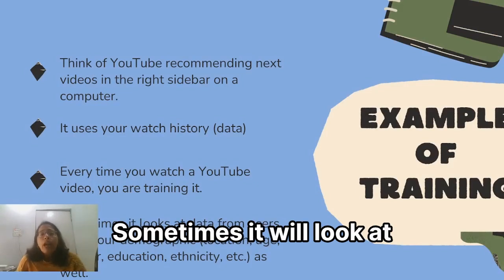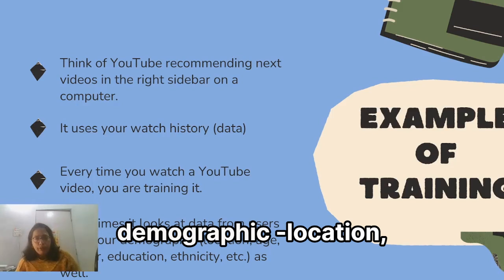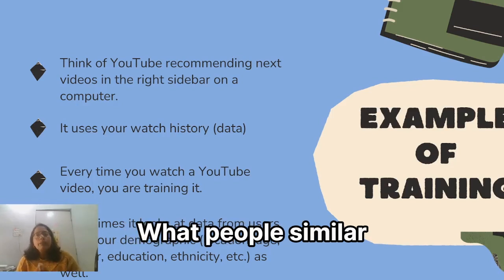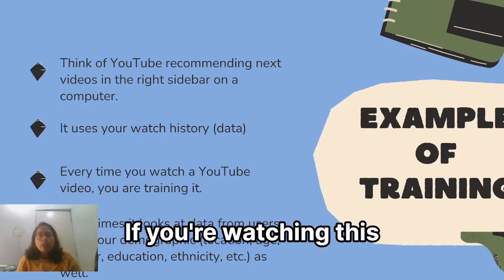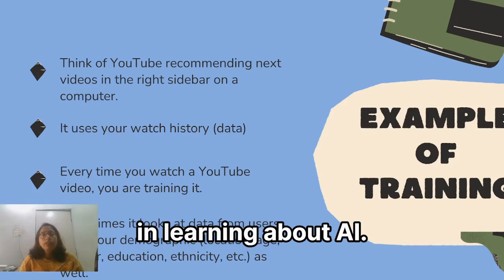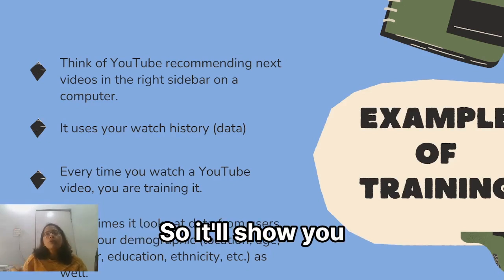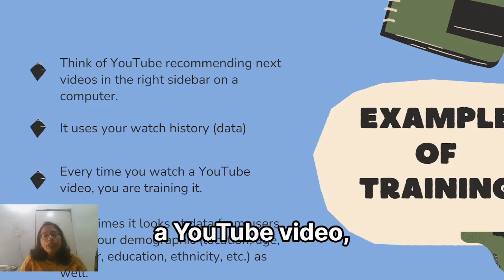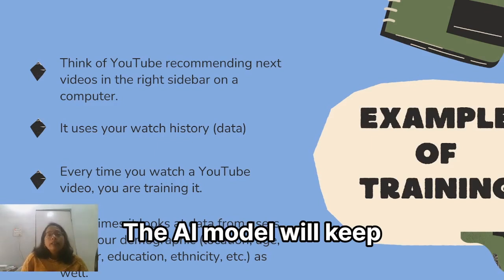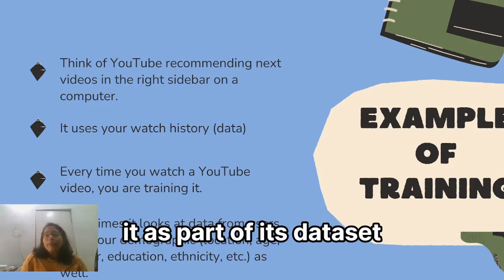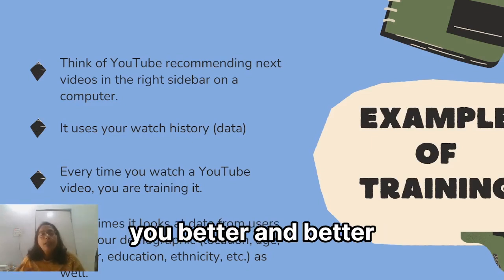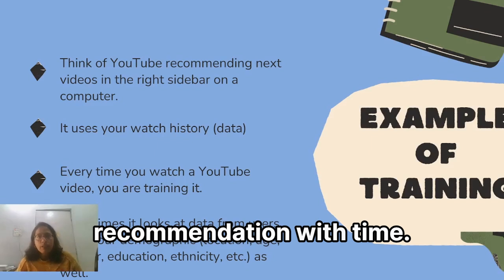Sometimes it will look at data from users from your demographic, location, age, education, gender, what people similar to you watch. If you're watching this video, then it shows you are interested in learning about AI. So it will show you educational videos of AI. Every time you watch a YouTube video, you are training it. The AI model will keep it as part of its data set, and it will continue to learn so that it can give you better and better recommendations with time.